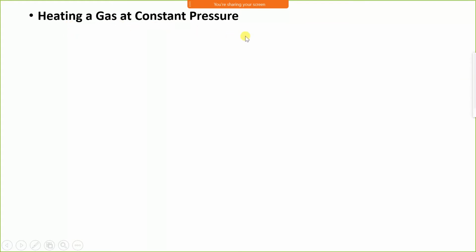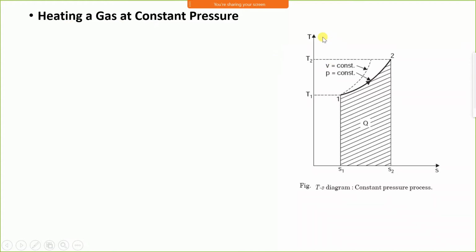Then heating of a gas at constant pressure. Again, for entropy, we have to consider the TS diagram only. On the TS diagram, process 1 to 2 represents a constant pressure line. Now, in case of the constant volume line, the curve was the same. In this diagram, both the constant volume and constant pressure lines are shown. Why? To differentiate the constant volume line and the constant pressure line.